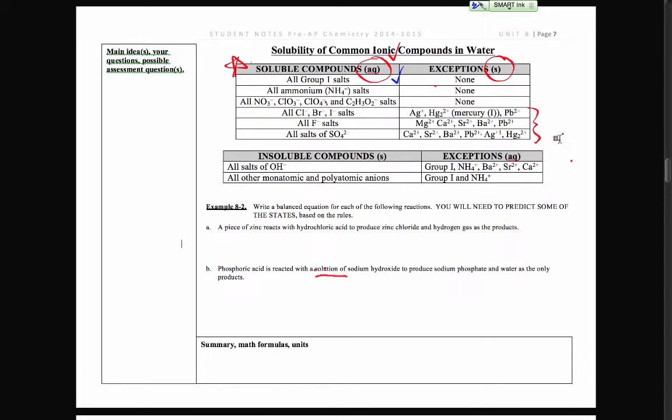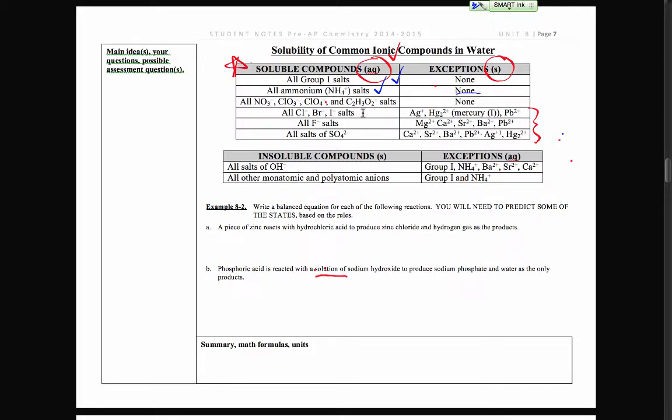Sodium chloride, sodium nitrate, sodium acetate, sodium carbonate, sodium phosphate, sodium oxalate, sodium dichromate, every one of those is soluble without exception. We could say the same thing for potassium. So if it's an ionic compound that has a group 1 cation, it's going to have an aq after its symbol. The same is true for ammonium salts: ammonium sulfate, ammonium nitrate, chlorate, perchlorate, it doesn't matter. They are all soluble. There are no exceptions. Every one of them would have an aq.